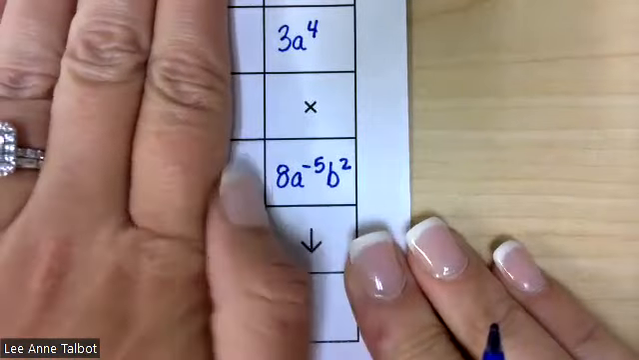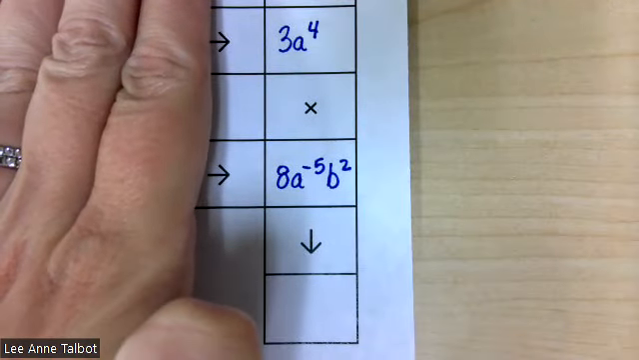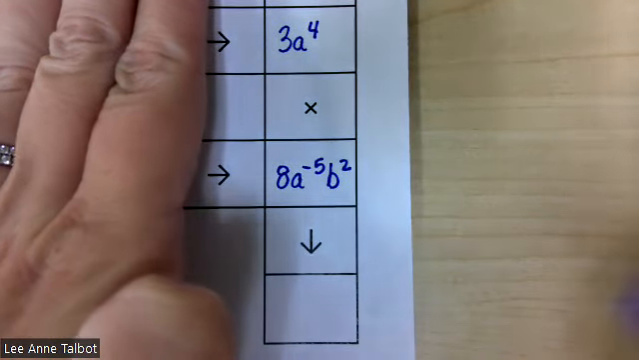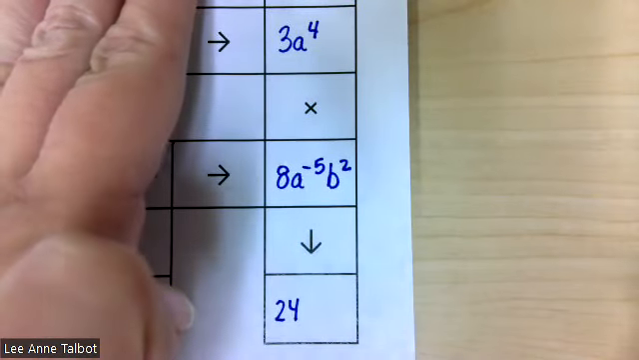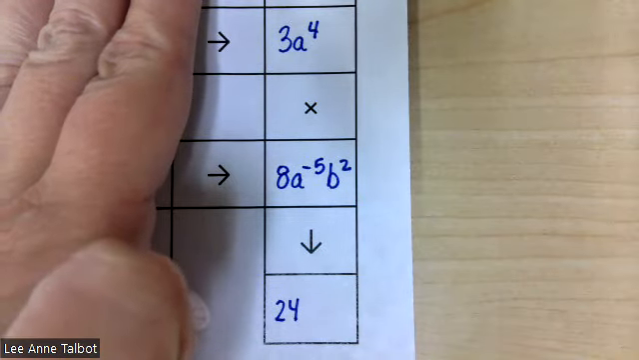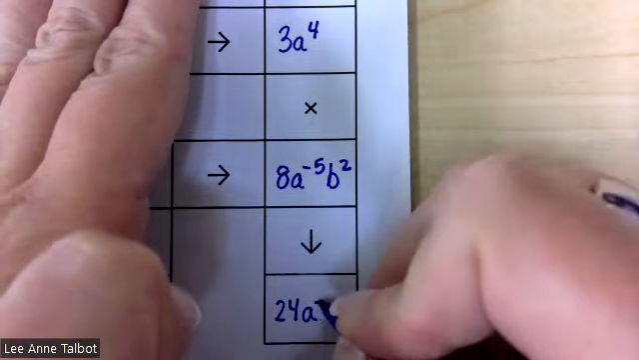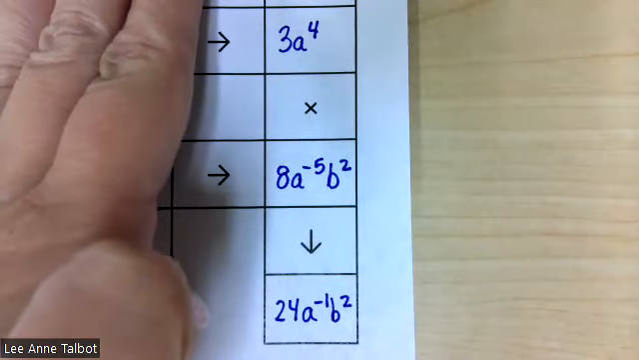Okay, let's go this direction now. This is multiplication, so that means we're going to multiply the numbers and add the exponents. 3 times 8, 24. What's 4 plus negative 5? Yep, negative 1. And then b doesn't have anybody.